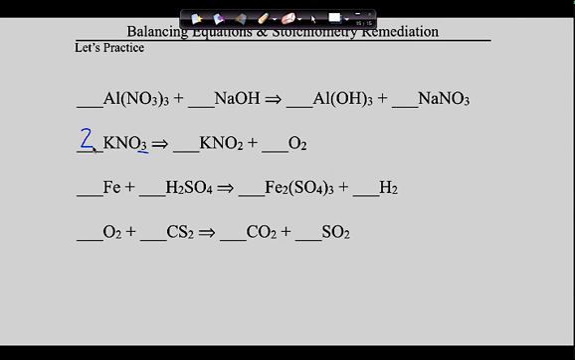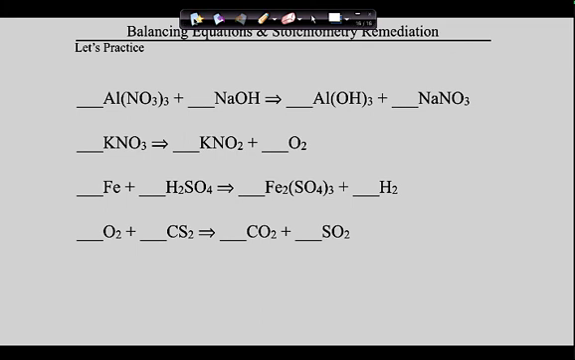So now we have 2 potassiums, which means we need a 2 there. Now we've got 2 nitrogens there, and then you'll notice on the left we've got 6 oxygens, and then we've got 4 plus 2 is 6 oxygens, so that is also balanced. Now moving down to our next example.